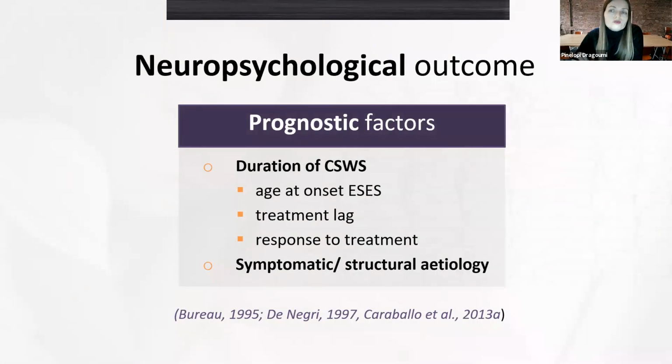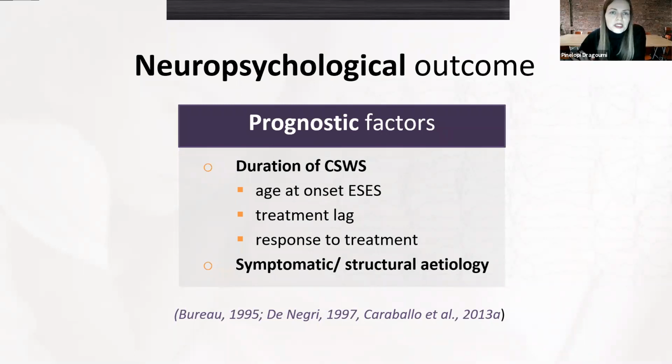And what might determine this bad neuropsychological outcome might be a big elaboration of the pattern when we have age quite early on, when there is treatment lag. So when we do not recognize this condition and we do not try to treat it, and there is this treatment lag that is sometimes the case, and when the response to treatment is not the one that we would hope for, as in our patient, and when we have a symptomatic or structural etiology.